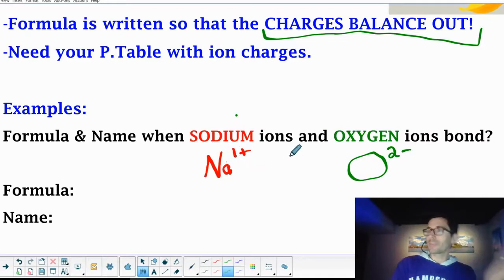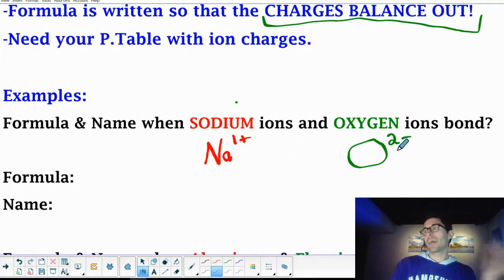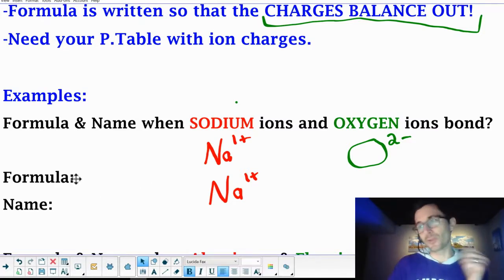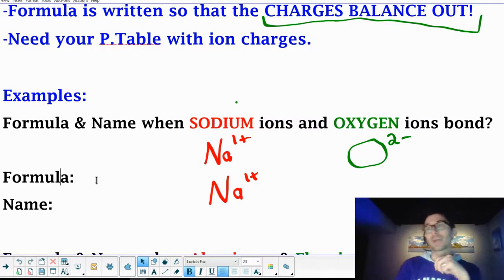So think about what you can add to balance it out. Well, I have two negatives for oxygen. I need another positive for sodium to balance it out. I need to add another sodium ion to balance out the charge. 2 minus. Now we have two pluses. It's even. So note that you didn't have to draw out that transfer process diagram.